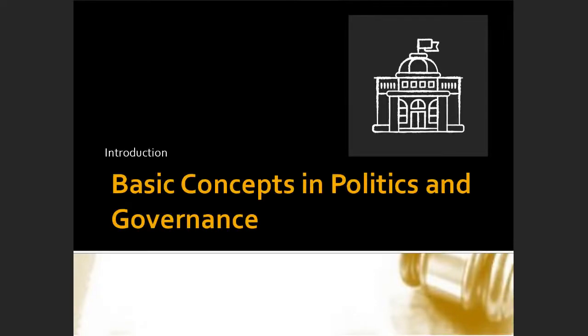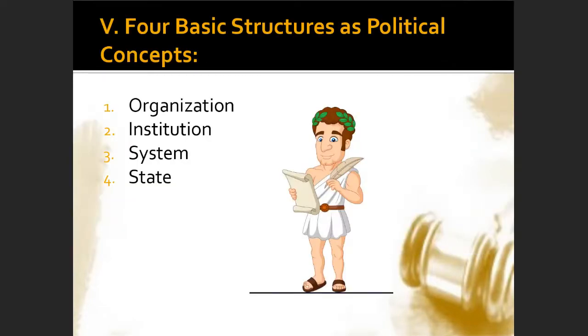Hello and welcome to the third part. For the third part, we will talk about the four basic structures as political concepts. So we have the organization, institution, system, and the state.